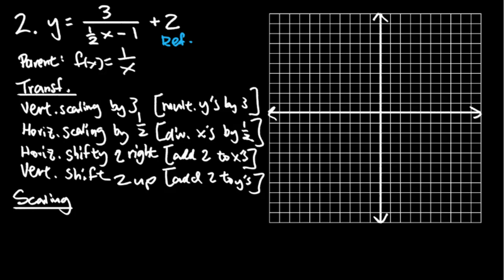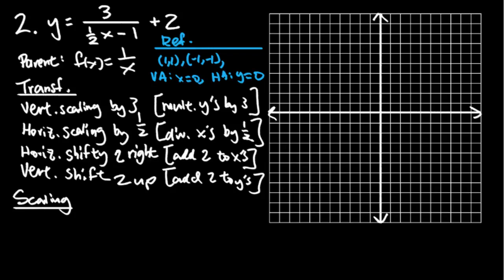Reference points. So what we know about this function is there are no intercepts. However, two points that are kind of like the pivot points are (1, 1) and (-1, -1). And then we have a vertical asymptote at x equals 0, horizontal asymptote at y equals 0. So let's do that. Scaling.